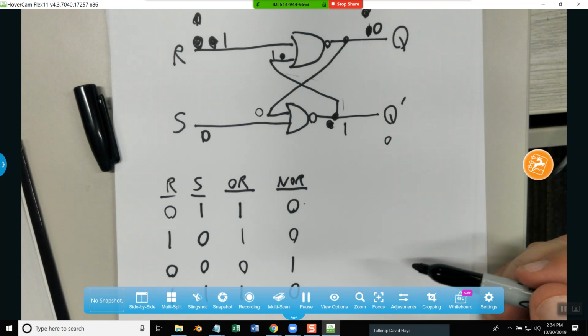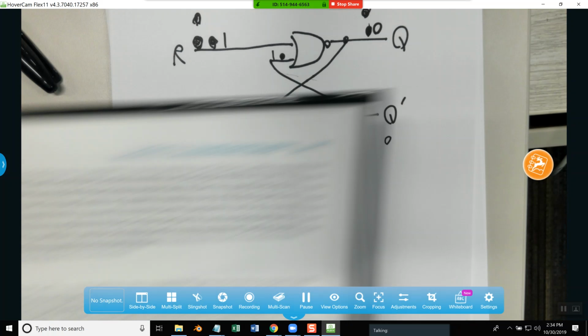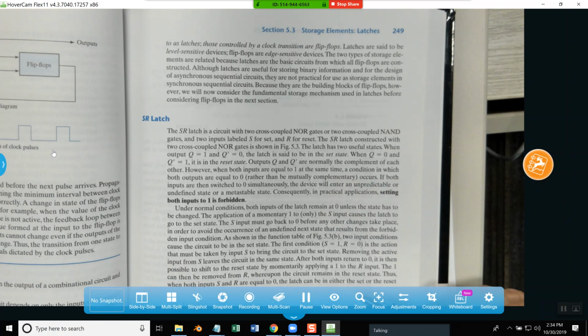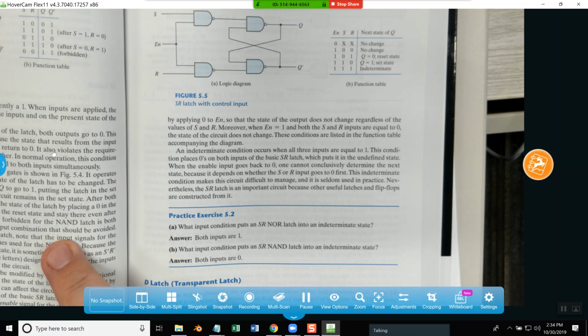It says the 1 can then be removed from R, whereupon the circuit remains in reset state. Thus, with both inputs S and R equals 0, latch can be either in the set or the reset state, depending upon which input was most recently a 1. Oh, this is a NAND gate showing the same thing.